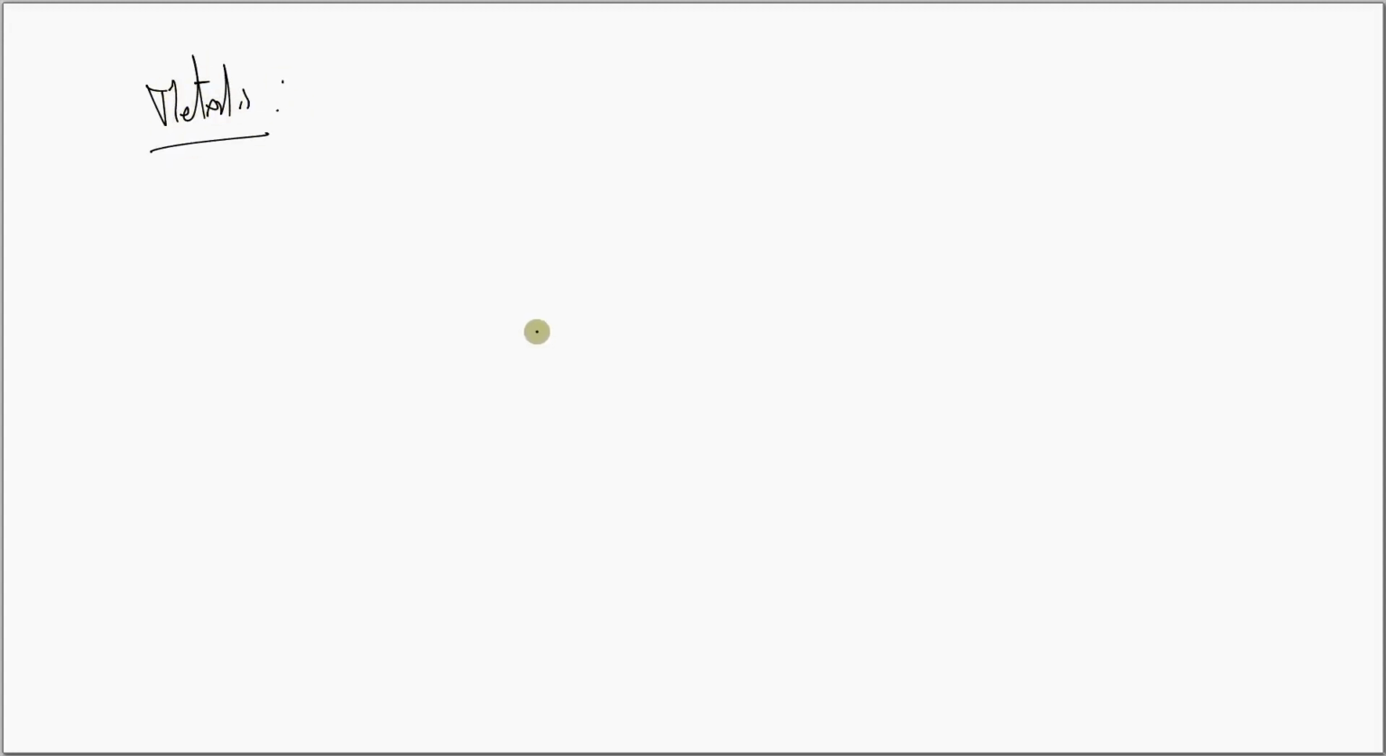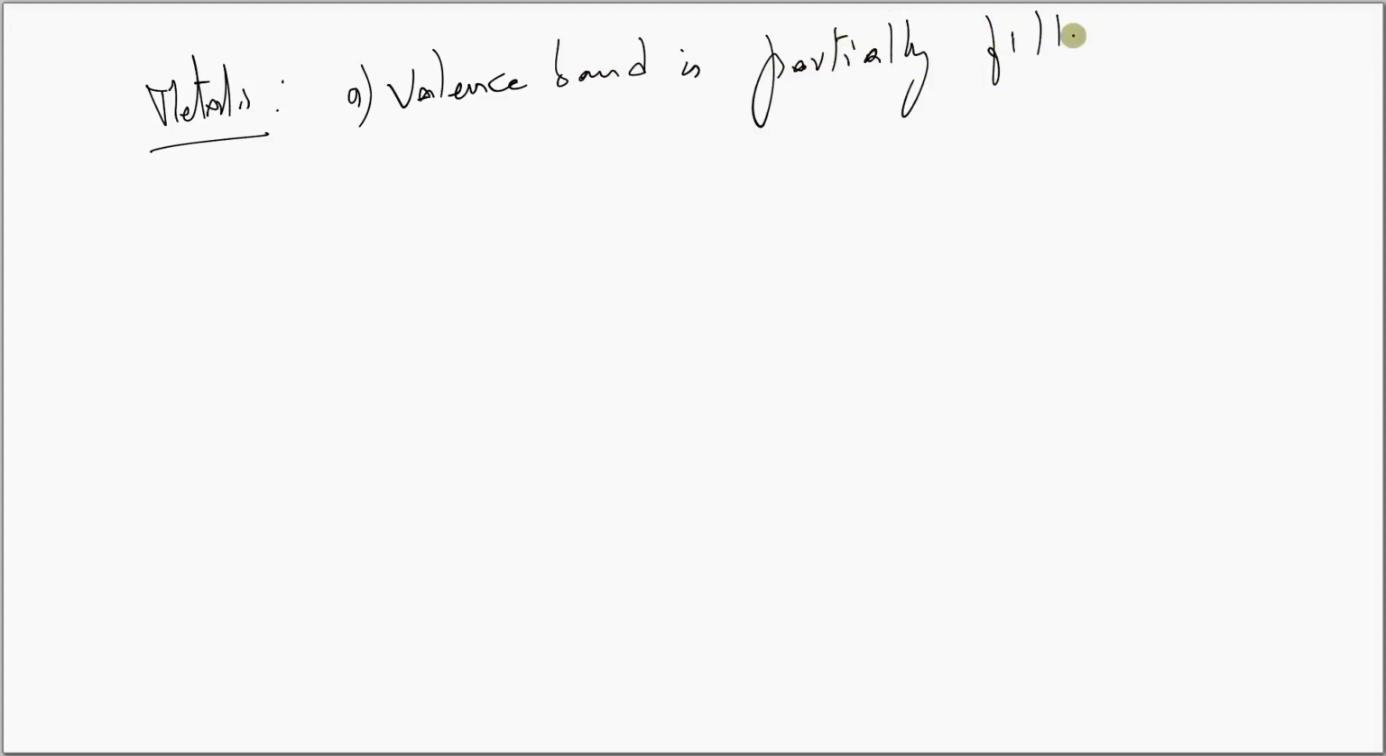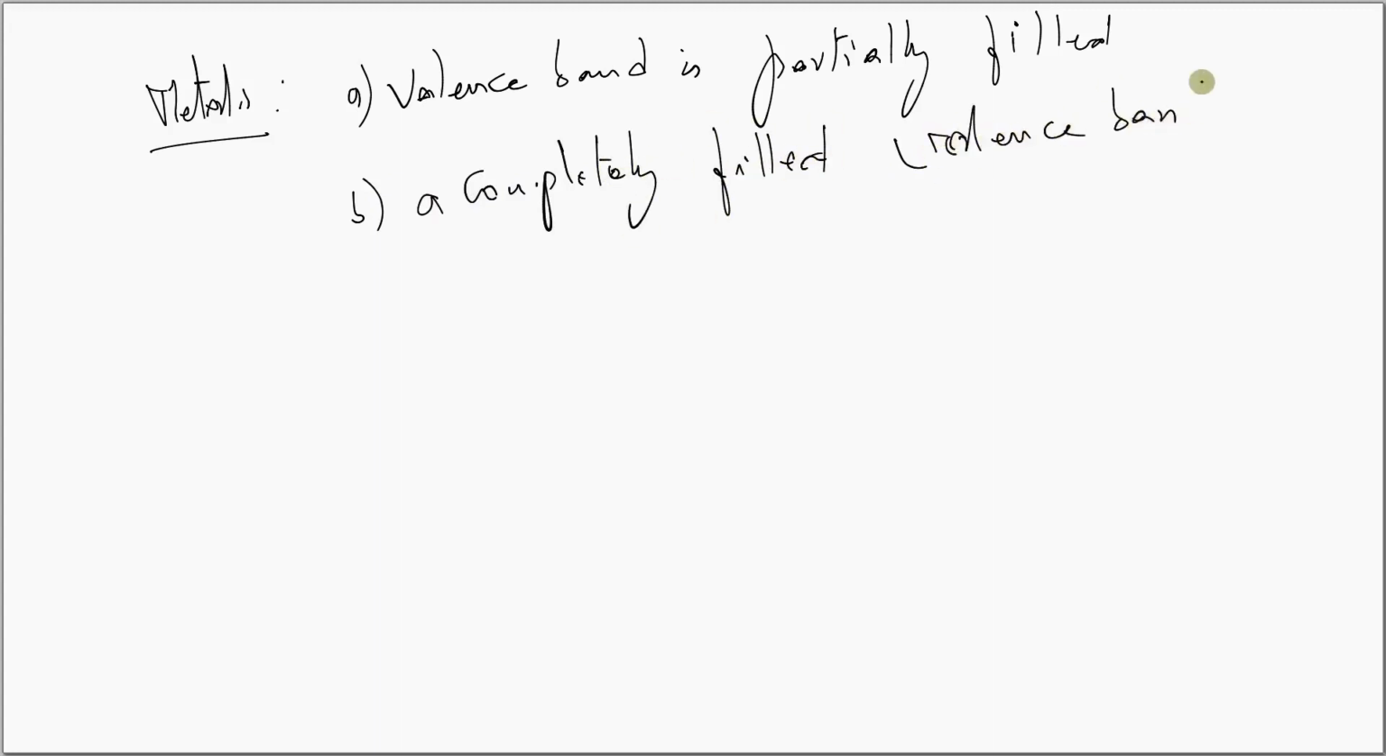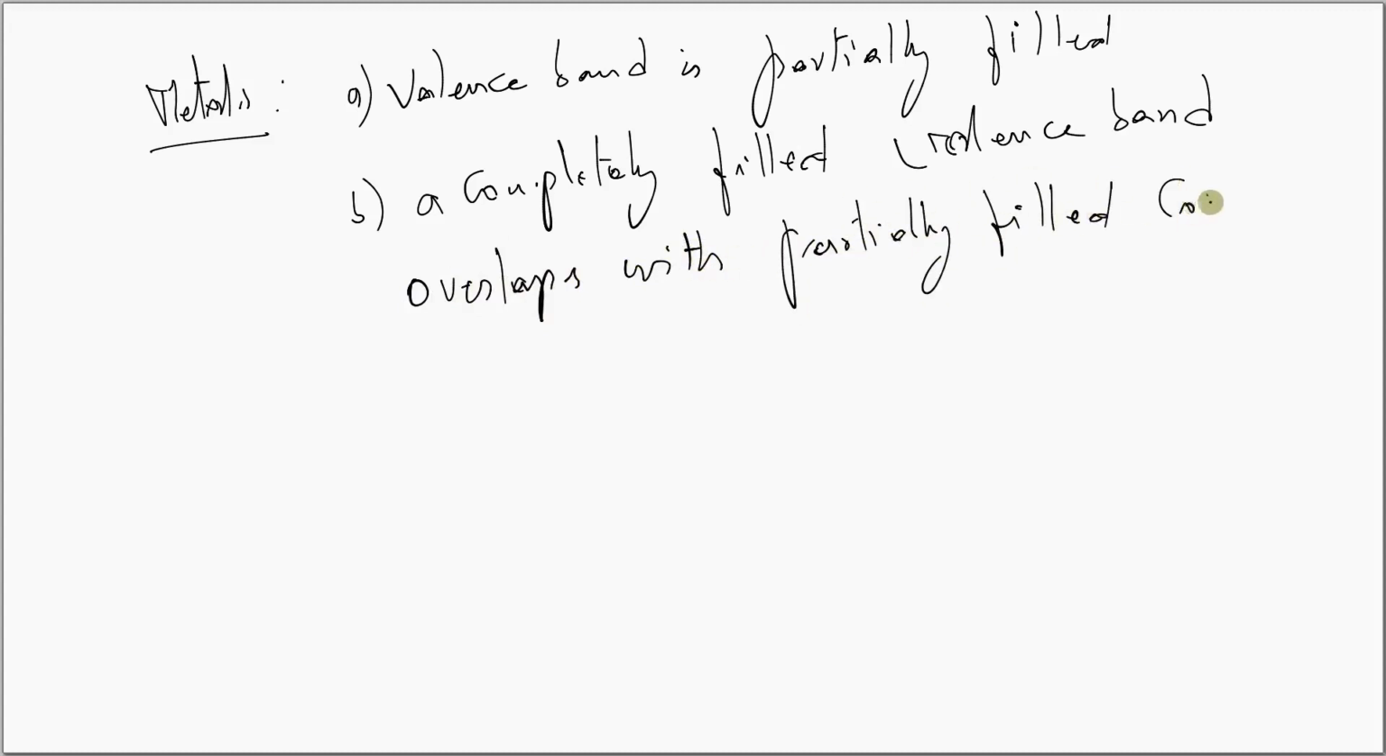In case of metals, the electrons in the outermost orbital move freely throughout the piece of the metal, and this kind of movement is possible only when the valence band is partially filled, or B, a completely filled valence band overlaps with a partially filled conduction band. In these two cases, the electrons can move freely within the piece of metal.